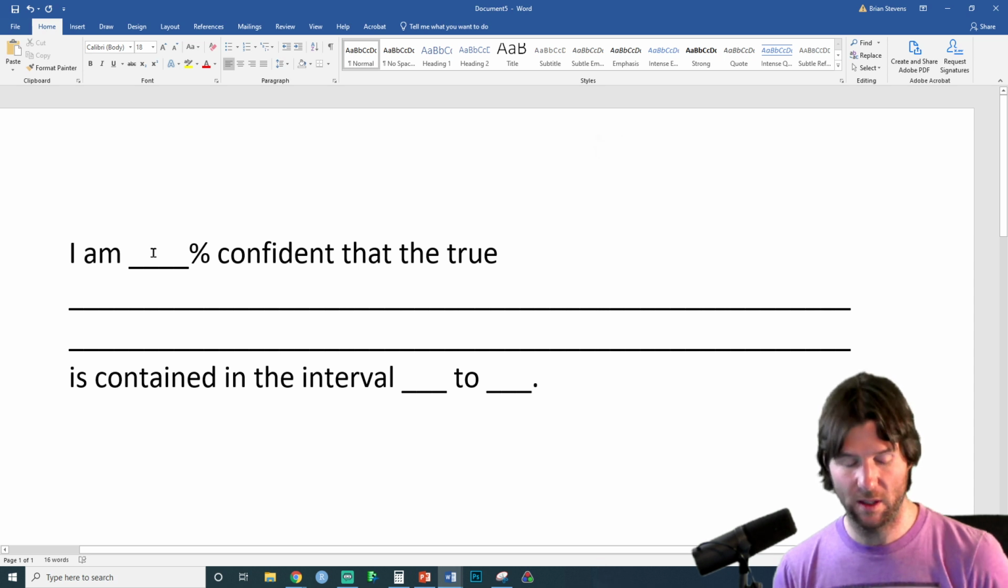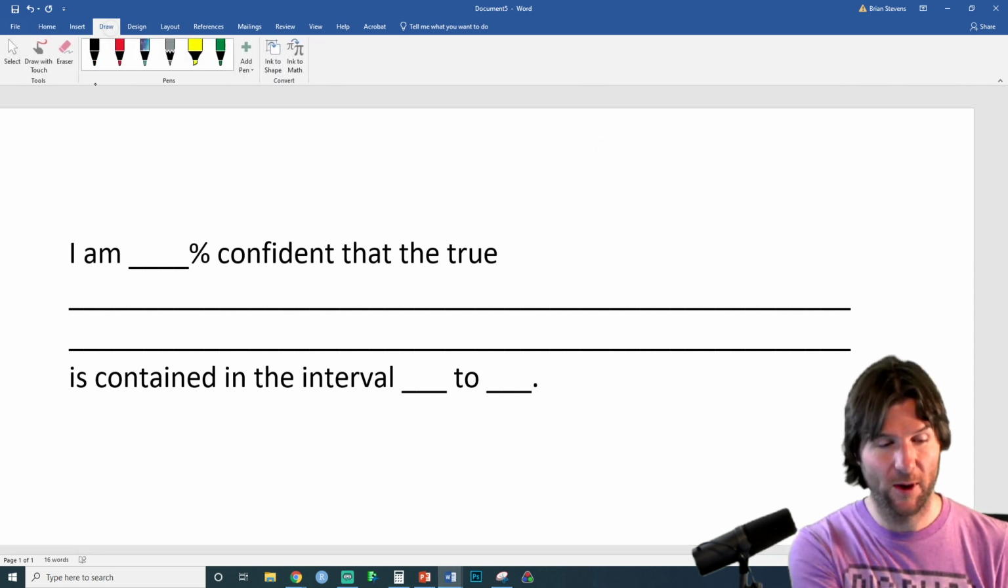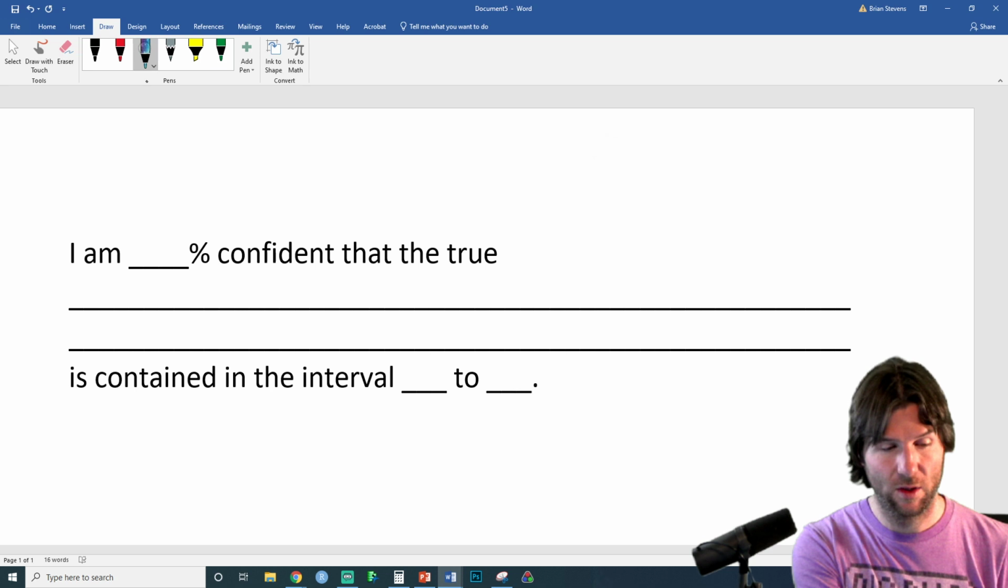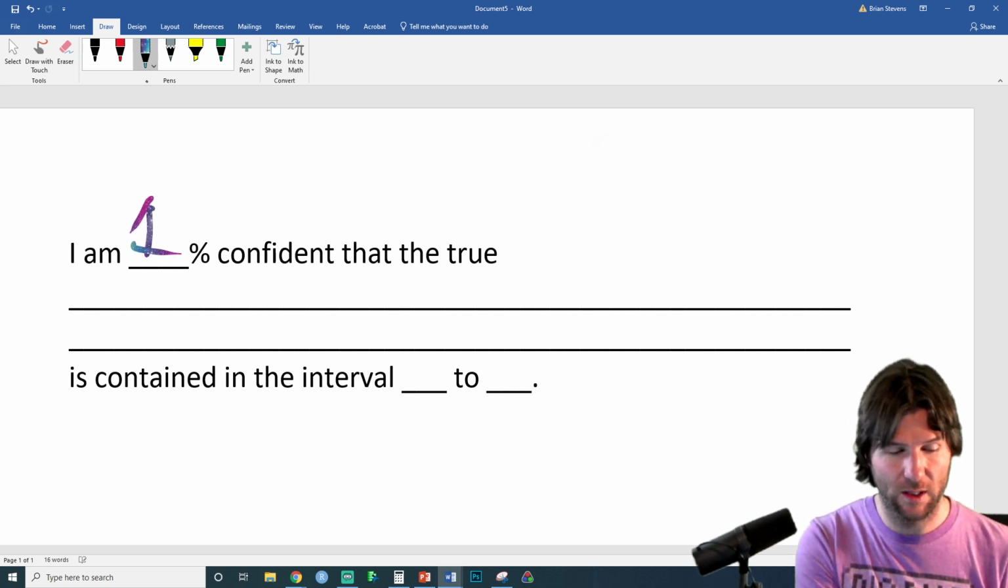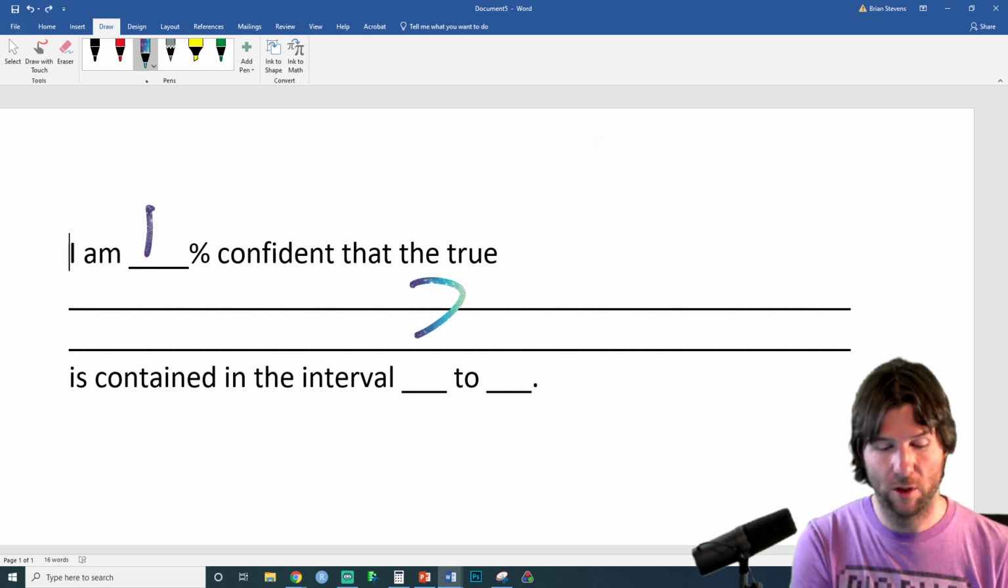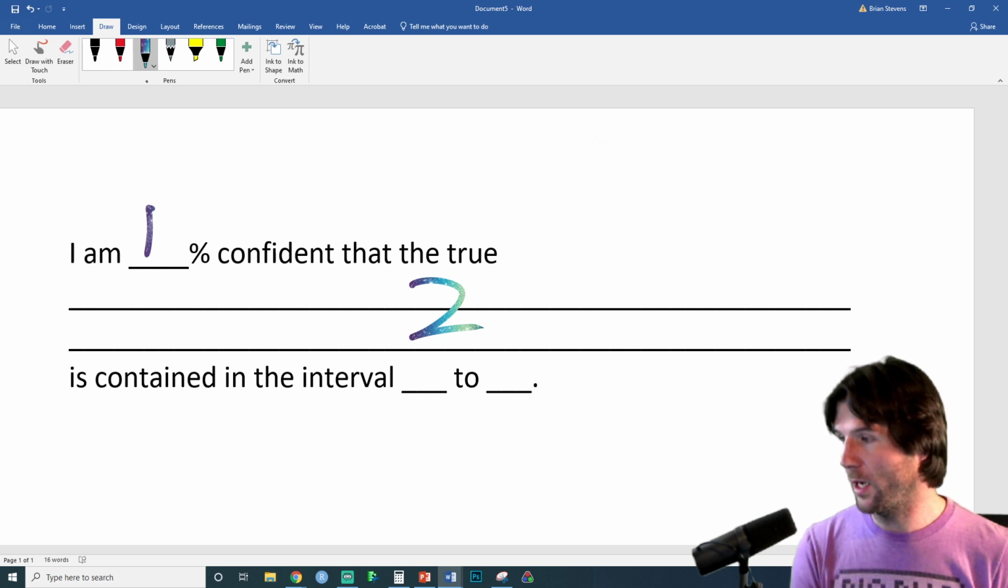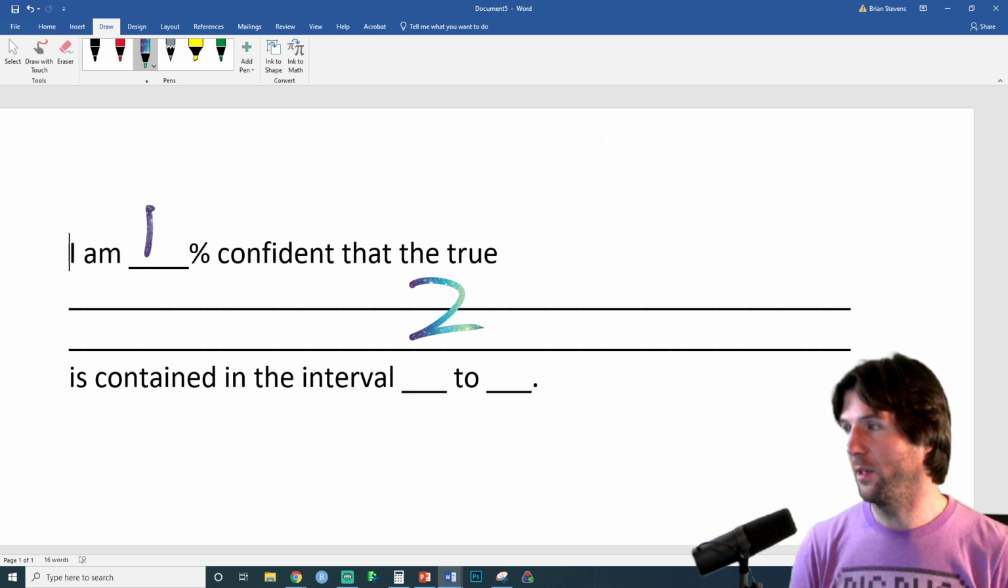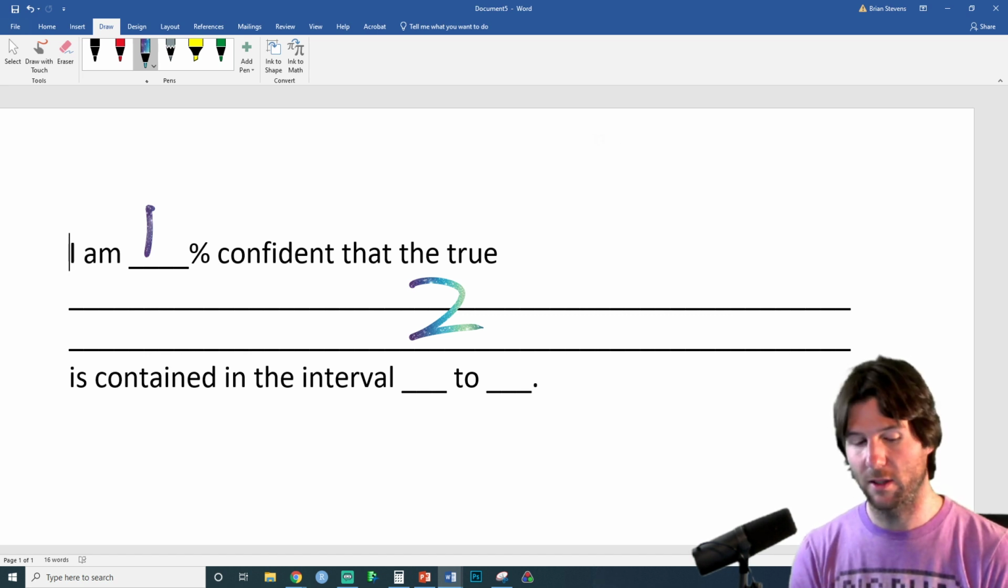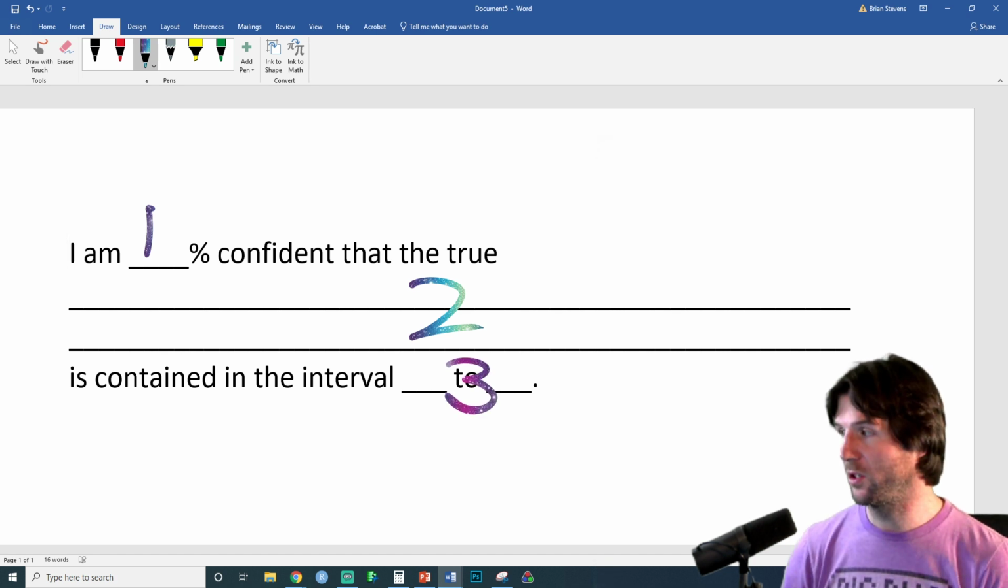So there are 3 parts to this. Let's make it clear. Part number 1 is your confidence level. Part number 2 is what you're talking about. That's the long part, though. I am 95% confident that the true mean sodium content of these hot dogs is contained in the interval, and then part number 3 is where you just give the interval.